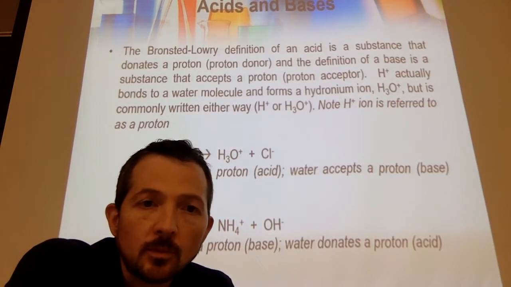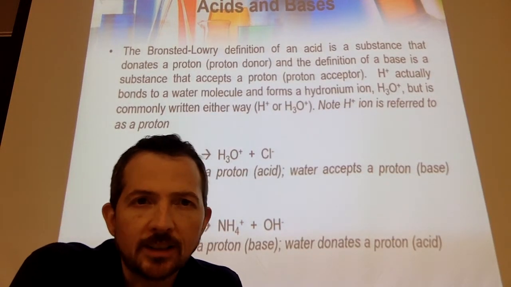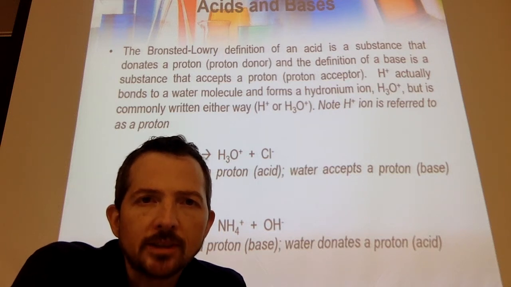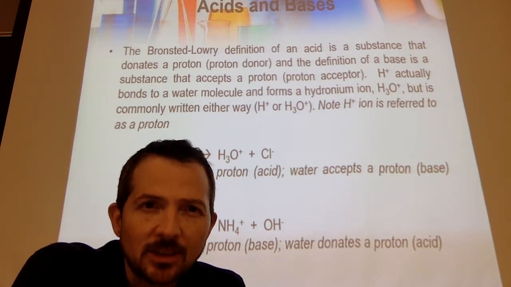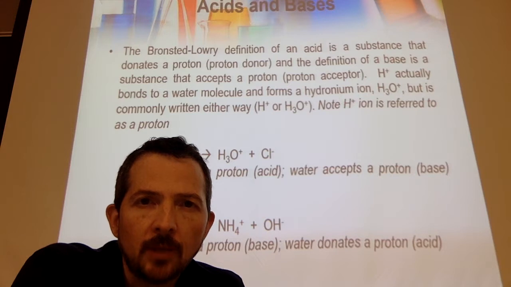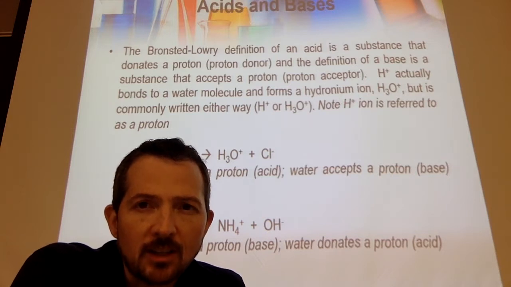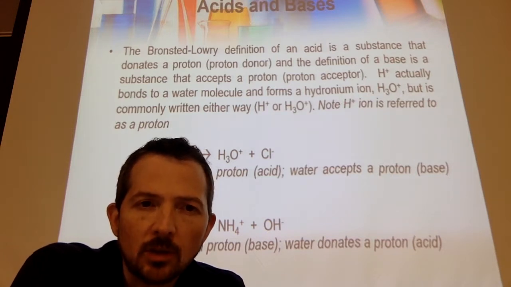So we have another definition, which is known as the Bronsted-Lowry definition. The Bronsted-Lowry definition of an acid is a substance that donates a proton, and the Bronsted-Lowry definition of a base is a substance that accepts a proton.